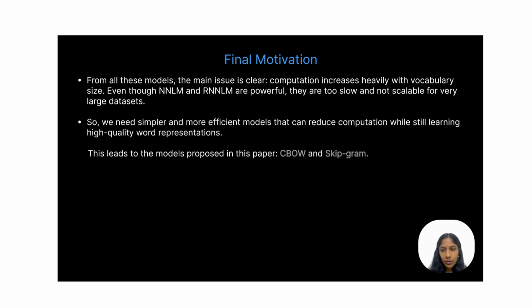However, even with these improvements, the computational cost is still high, which is Q equal to H cross H plus H cross V. The main issue is again the H cross V term, which depends on the large vocabulary size, making the model very slow. So, although these models improve performance, the core problem of heavy computation is not fully solved. This is where Word2Vec comes in.